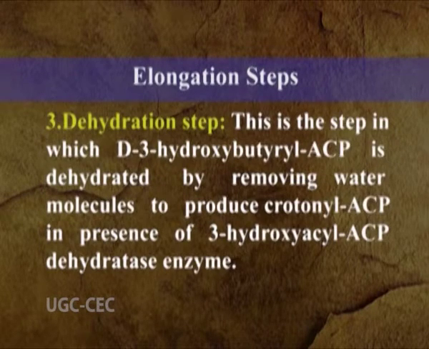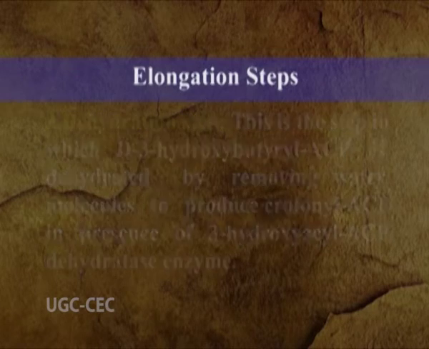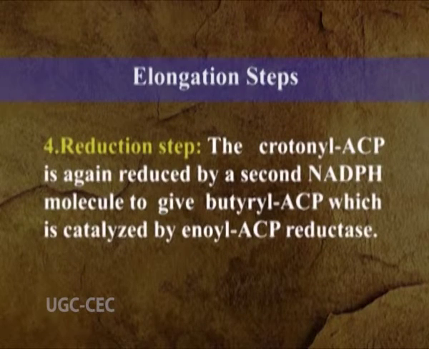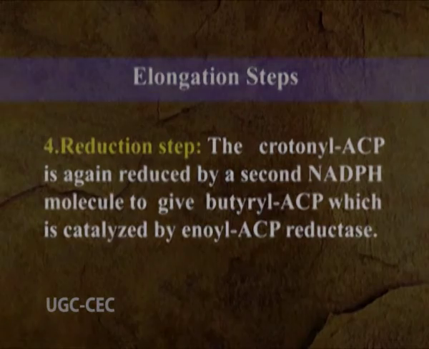Third step is the dehydration step. This is the step in which D3-hydroxybutyryl ACP is dehydrated by removing a water molecule to produce crotonyl ACP in the presence of the 3-hydroxyacyl ACP dehydratase enzyme. The last step is the reduction step. The crotonyl ACP is again reduced by a second NADPH molecule to give butyryl ACP, which is catalyzed by enoyl ACP reductase. These 4 steps are the first round of elongation that produces the 4 carbon molecule butyryl ACP.